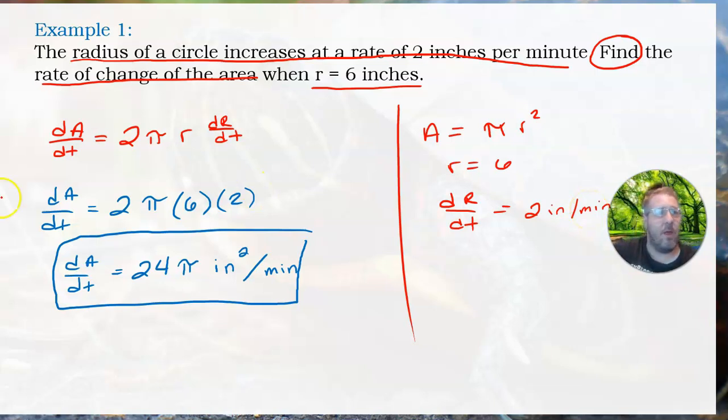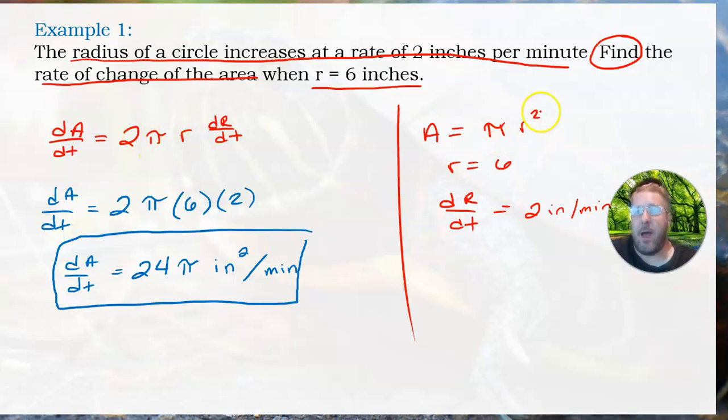Now, what we're going to do now is differentiate both sides. We're going to take this equation, A equals pi r squared, and differentiate it in terms of time, because that's what this is in. So the derivative of A, the left-hand side, the derivative of A with respect to time, is equal to 2 times pi times radius. That's the simple power rule.